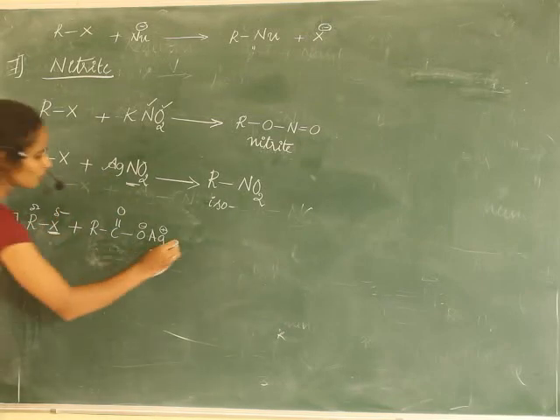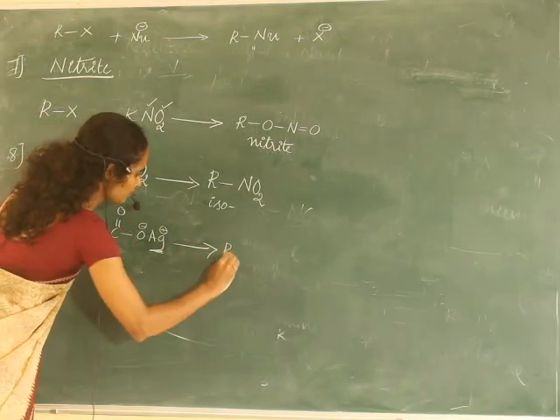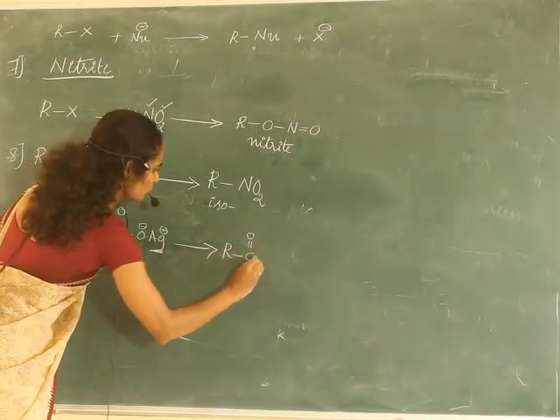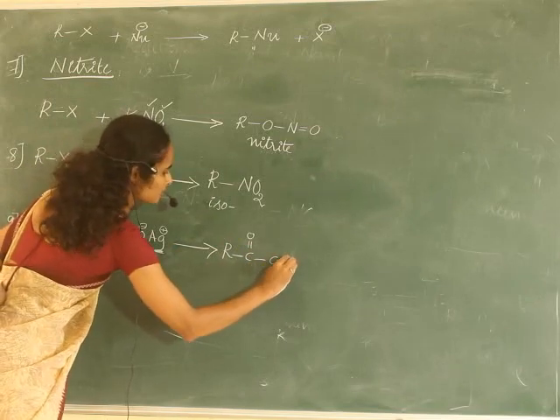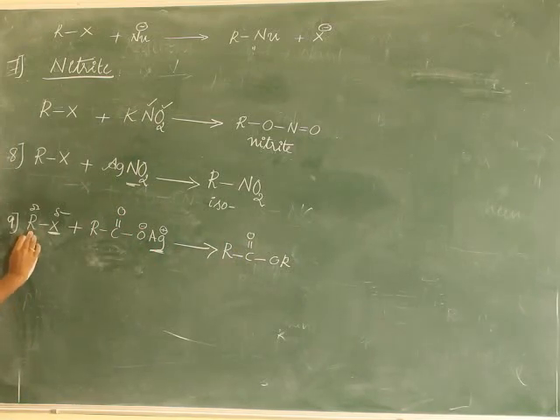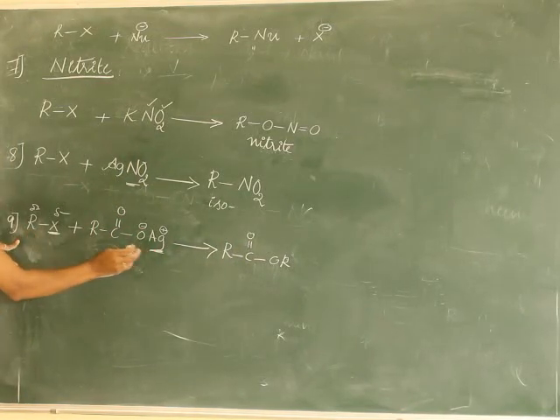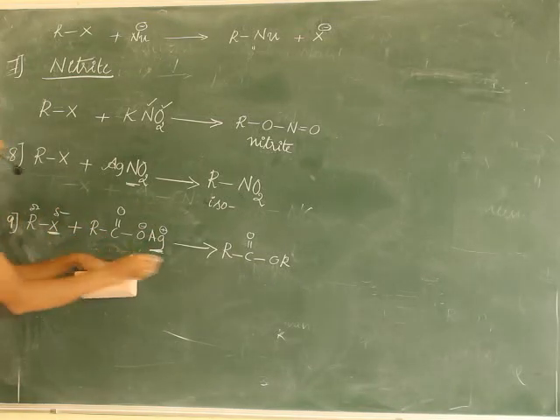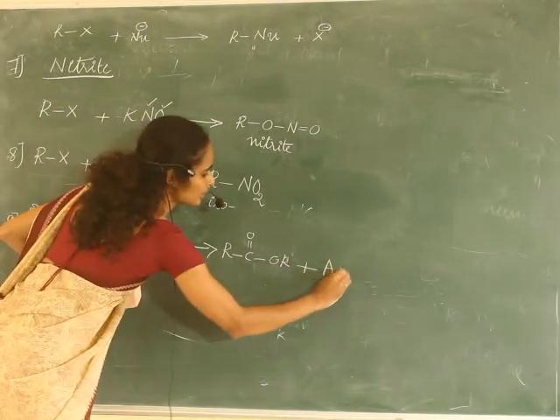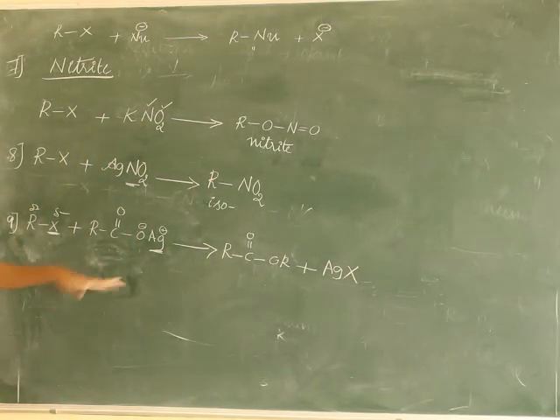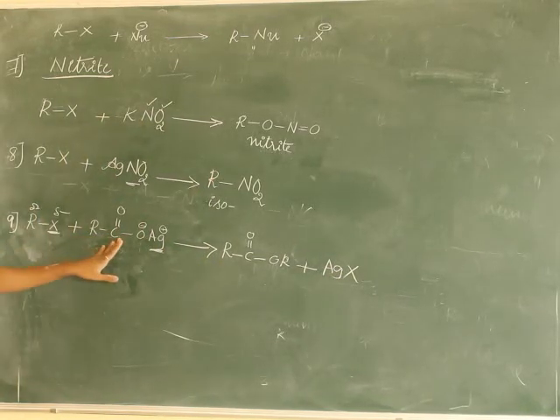Hence we will get the product as R C double bond O R, right? Here R C double bond O and R, and the remaining byproduct is AgX. It is about the reaction with the silver salts of carboxylic acids.